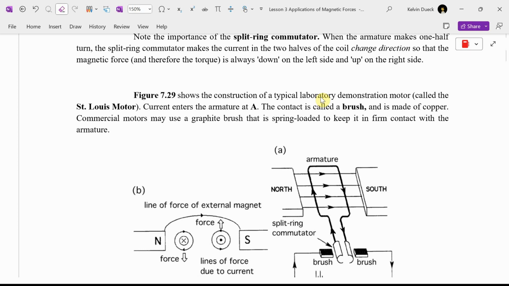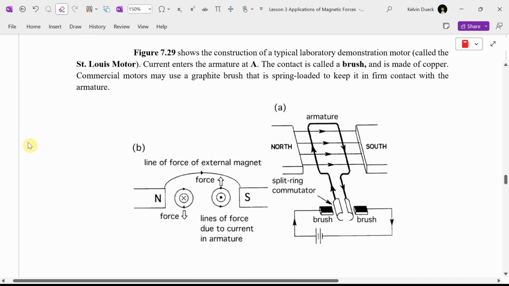So on the left-hand side, the current is moving this way, magnetic field to the right. The left side is going to get pushed down. The right side is going to get lifted up. It's going to spin. What we do is we put a gap right here so that the current actually can't go from this side to this side. And we use brushes right here. We call this a split ring commutator. What happens when it flips, it keeps the current always moving up on the left-hand side and always moving down on the right-hand side. It's tough to visualize.